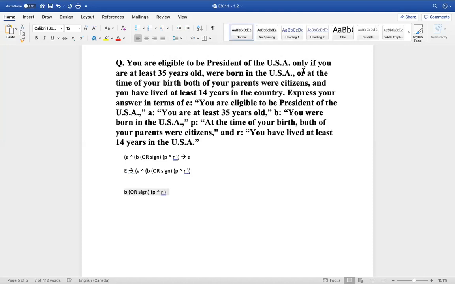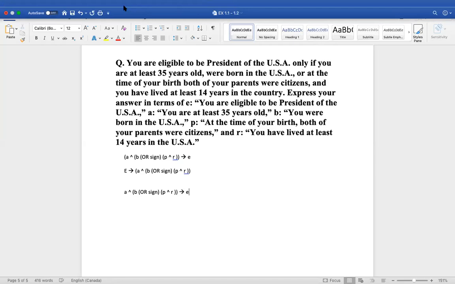Now we are saying if you are at least 35 years old, this is another important condition for this. So you put the bracket here, you put A here, and then you put the AND sign here. And then if you have satisfied all these conditions, then the conclusion will be that you can be eligible to be the president of USA.